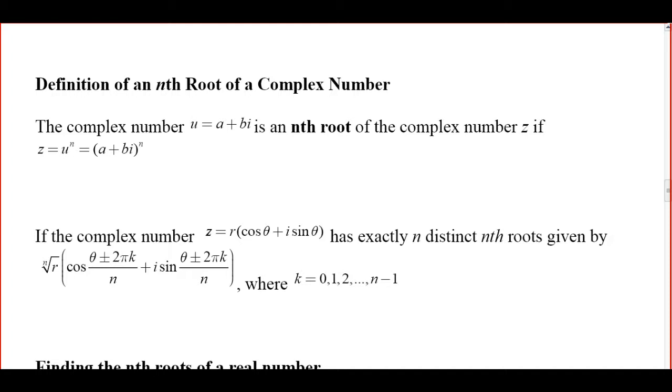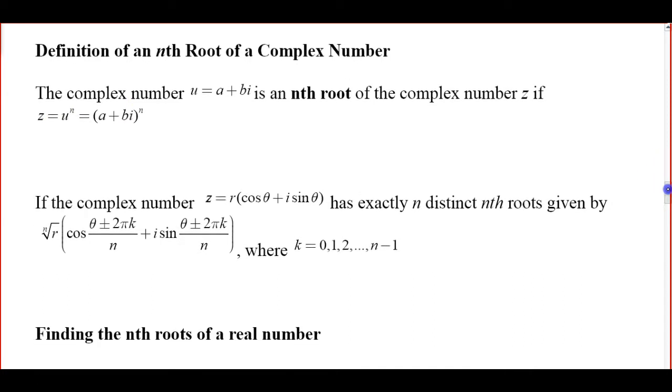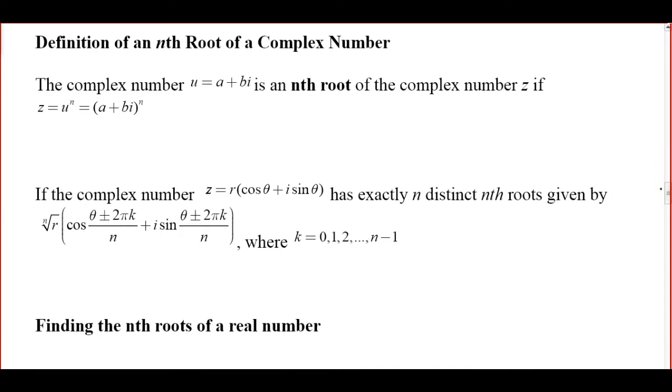So we've got a complex number. We're going to call it u, and it's going to be a plus bi. And this number is an nth root of the complex number z if z is equal to u raised to some exponent, which is a plus bi raised to some exponent. I know this gets kind of confusing, but really we're just looking for roots. In this case, we're looking for complex roots.